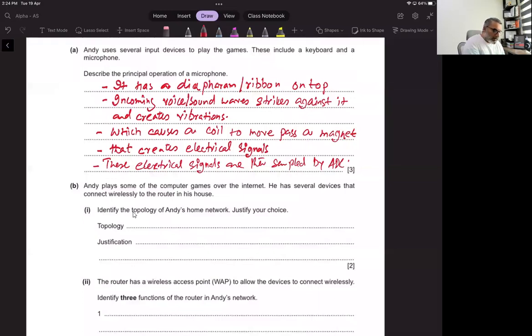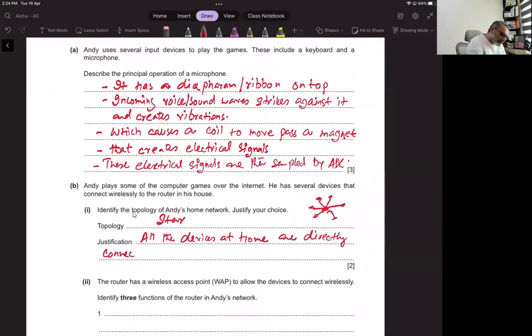So this is the router and everyone else is connected to the router. This makes it star topology. Okay, justification clear. All the devices at home are directly connected to the central router.